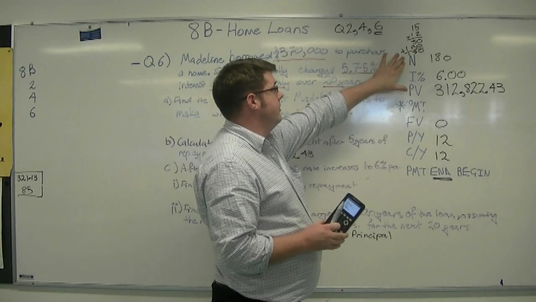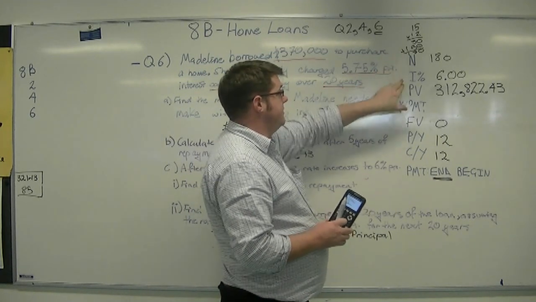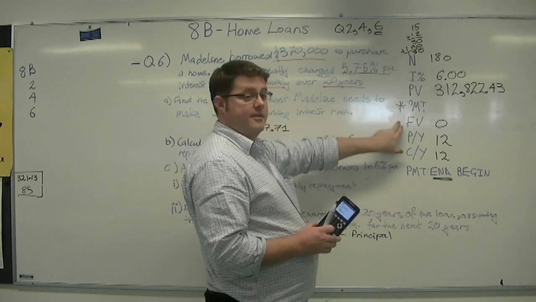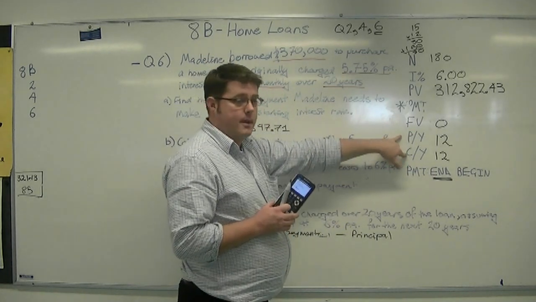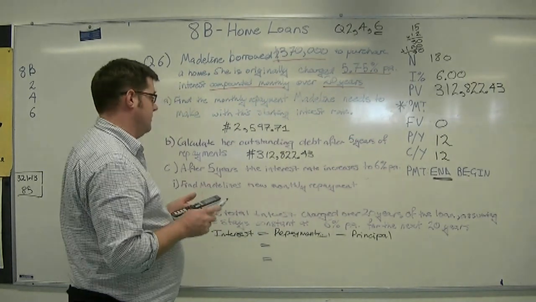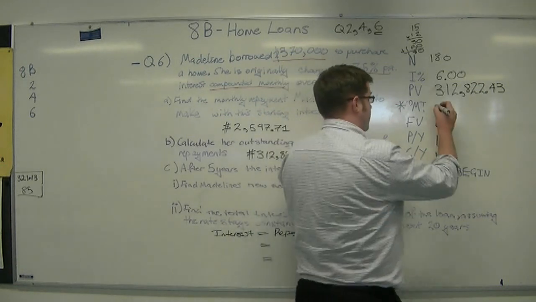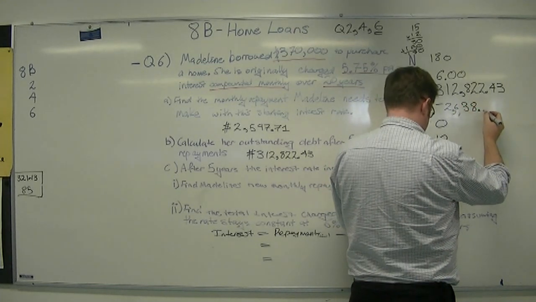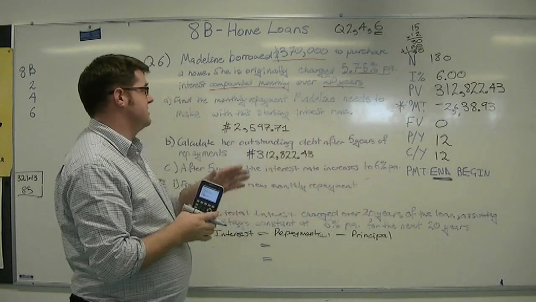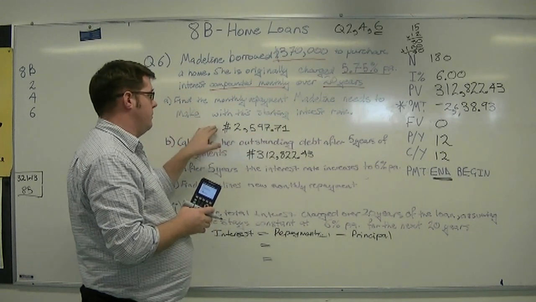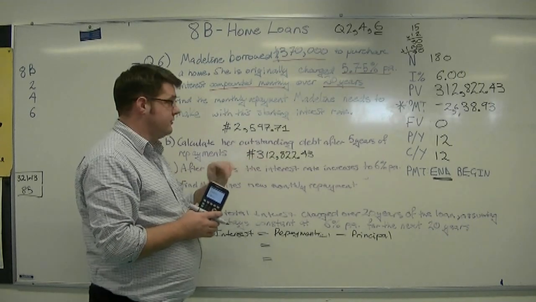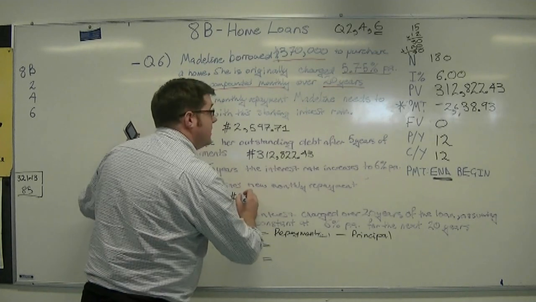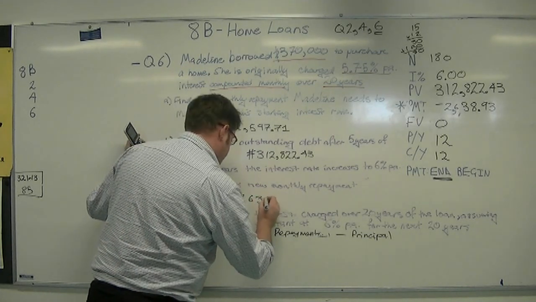Okay, so when we plug all these values in, the new term, the remaining period, is 180, the interest rate is 6%, present value is 312,822.43, solve for the payment, the future value being 0, so there's nothing left, and our compounding and payment periods per year is 12. If we plug all that information in and solve using TVM Solver, we solve for the payment, we should end up with minus 2638.93. So as you can see from here, our payments have gone up about $45 a month due to our 0.25% increase. So Madeline's new monthly repayment is 2638.93.